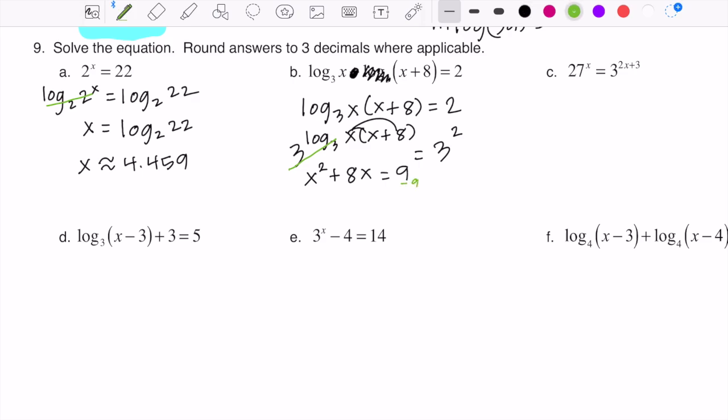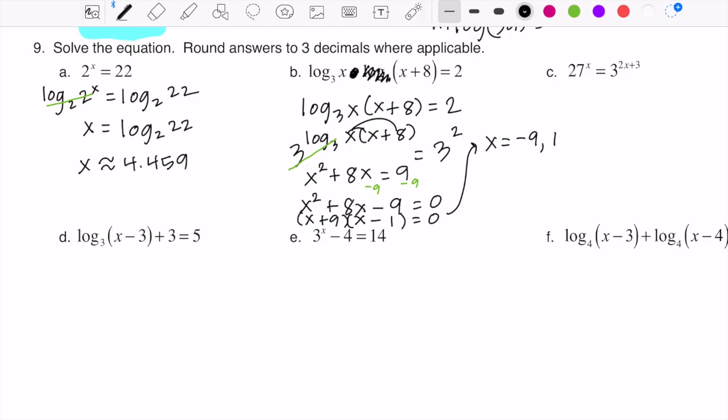I'm going to subtract 9, and I get x squared plus 8x minus 9 equals 0. Then I'm going to t-chart, x plus 9, x minus 1, and then that gives me x equals negative 9 and 1.